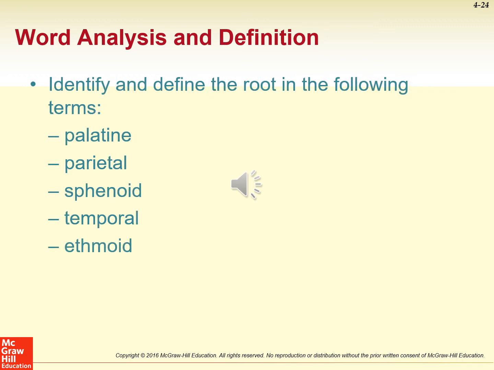The word palatine, palate, right? Bone that forms the hard palate and parts of the nose and orbits. Parietal, pariet, means wall. The two bones forming the side walls and roof of the cranium. Sphenoid, sphen means wedge, right? Wedge-shaped bone at the base of the skull.